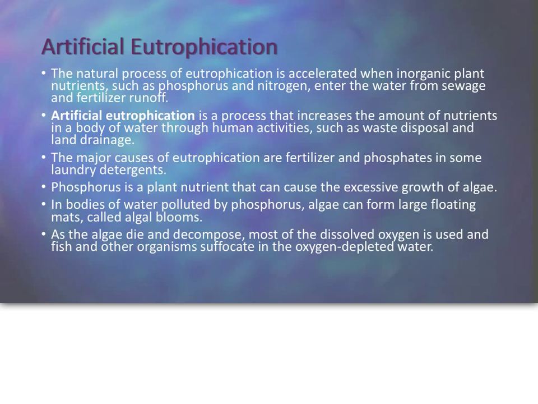The reason we call it artificial eutrophication is because we increase the amount of those phosphorus and nitrogen nutrients through human activities. Mostly, it is coming from fertilizer and phosphates used in laundry detergents, or by the runoff of fertilizer from the hills.